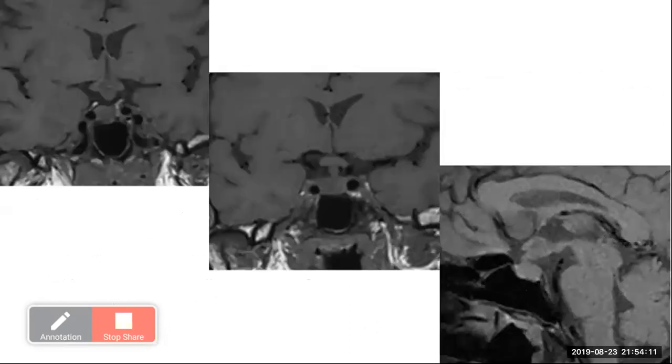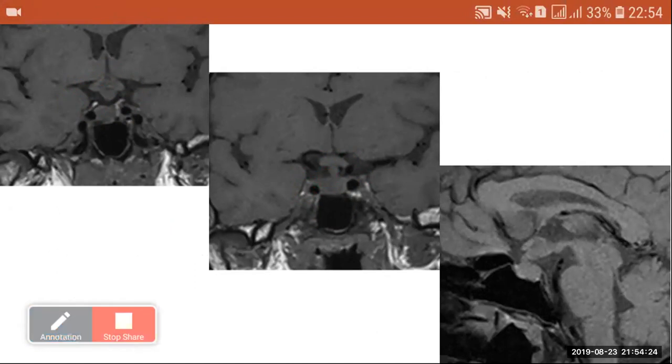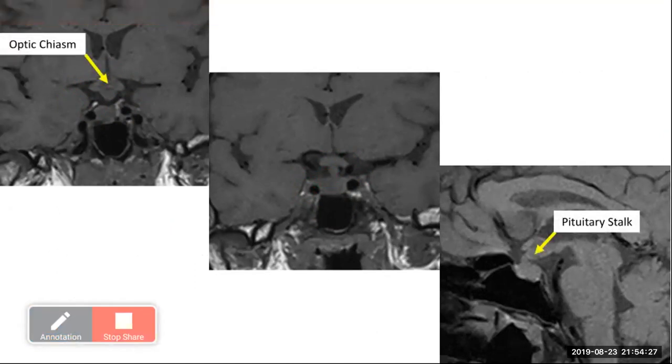This is the coronal image here. We see that the optic chiasm is also invaded with metastasis, and the anterior pituitary and pituitary stalk are all enlarged. Okay.